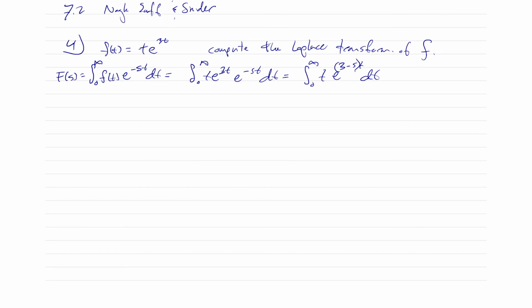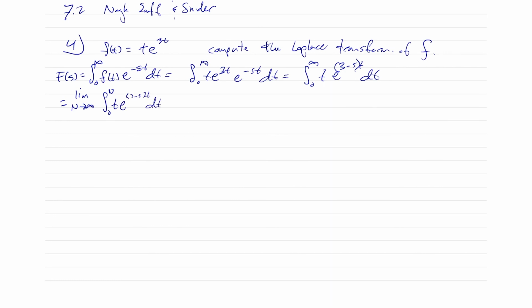But pretending we don't, and just using the definition, because we're asked to use the definition, we're going to go ahead and do this the long way. So first of all, we need to change this to a limit of integrals, because it's an improper integral. So a limit as capital N goes to infinity of the integral from 0 to N of t e to the (3 minus s)t dt.